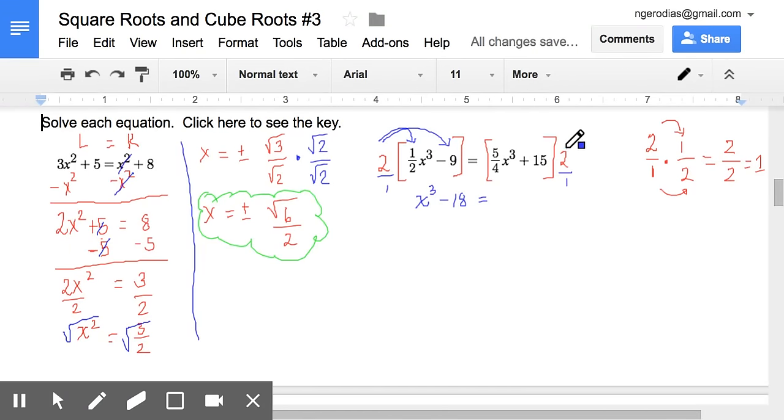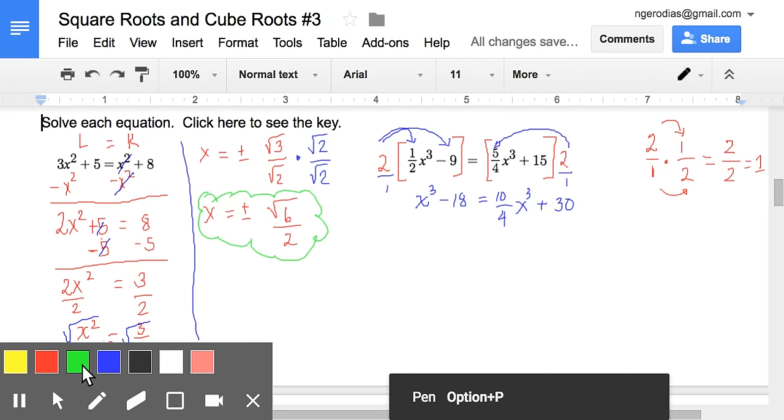Equals, now this time we will do 2 times 5, that's going to be 10, over 1 times 4 is 4, x cubed, plus 2 times 15 is 30. All right, so now my equation has only one fraction left. Originally, there were 2 fractions. After multiplying both sides by 2, we only have 1 fraction.